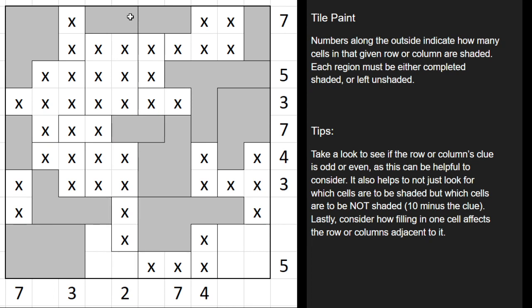Like that. That solves this 2 column, because we have 1, 2. So this is unshaded. And that solves the 5, because we only have 3. We need 2 more. There's only 2 left. So that is now shaded in. And there you have it. That is how you solve a tile paint.